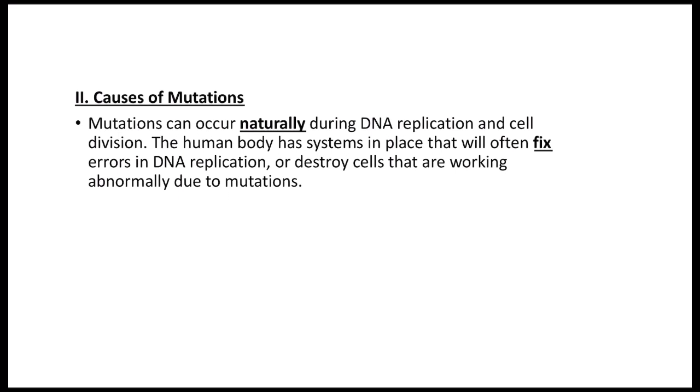Mutations can occur naturally during DNA replication and cell division. The human body has a system in place that will often fix errors in DNA replication or destroy cells working abnormally due to mutations. So mutations occur naturally all the time because DNA contains a lot of information that is being copied. You can imagine that if you were trying to copy down a ton of information, you would make the occasional mistake. But there are factors in the environment, in addition to these random mutations, that can make it more likely for a mutation to occur.